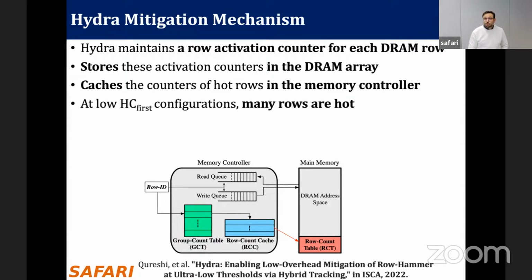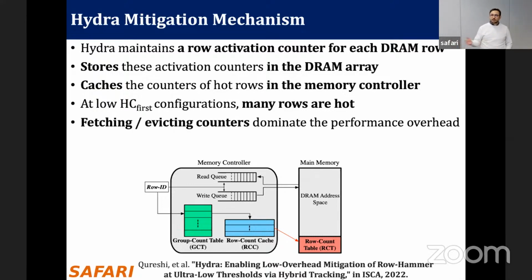And as you go very low in the HC first configuration, or the minimum hammer count you need to induce the first bit flip, many rows become hot. So it means that you need to cache the activation count of many more rows as the RowHammer threshold gets lower. And it means that you either need to increase the size of this cache, or you need to keep fetching and evicting counters from this cache to or from the DRAM chip. And it actually dominates the performance overhead at very low RowHammer thresholds.